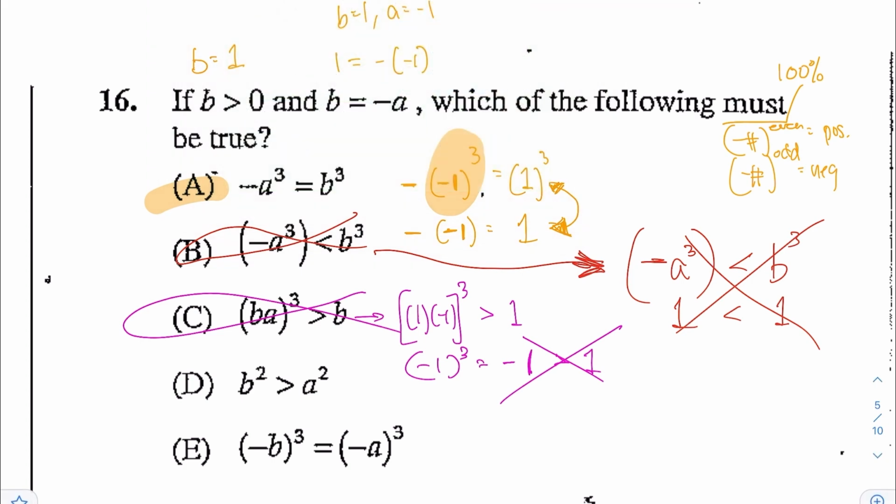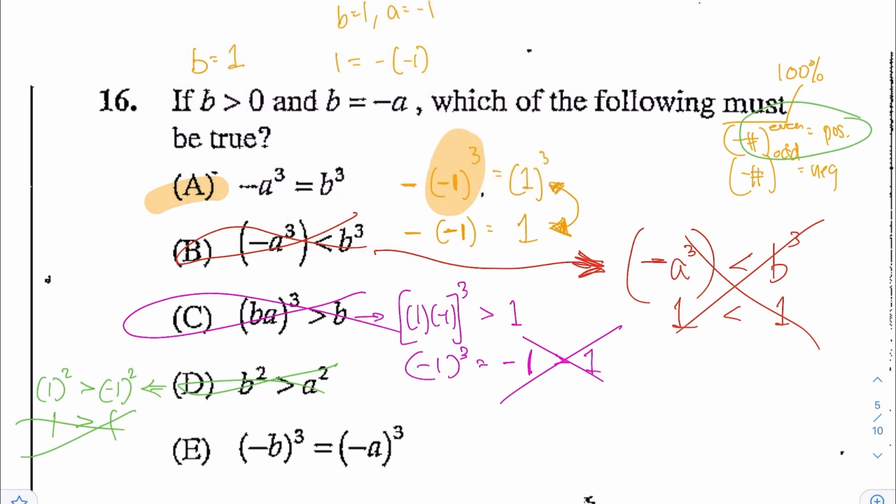Next, for choice D, you have a squared and b squared. So b squared is going to be 1 squared, and you want to see if that's greater than negative 1 squared. Well, both of these are going to be positive 1. So 1 is not greater than 1. Again, you eliminate choice D.